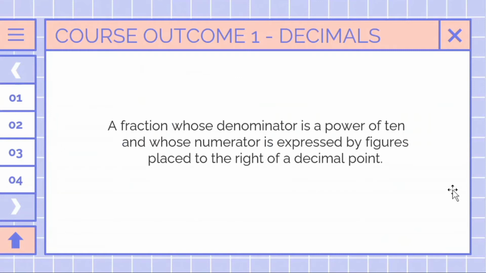Okay. So we're done with our first topic, which is the fractions. Let us go to decimals. Decimal is a fraction whose denominator is a power of 10 and whose numerator is expressed by figures placed to the right of decimal point.